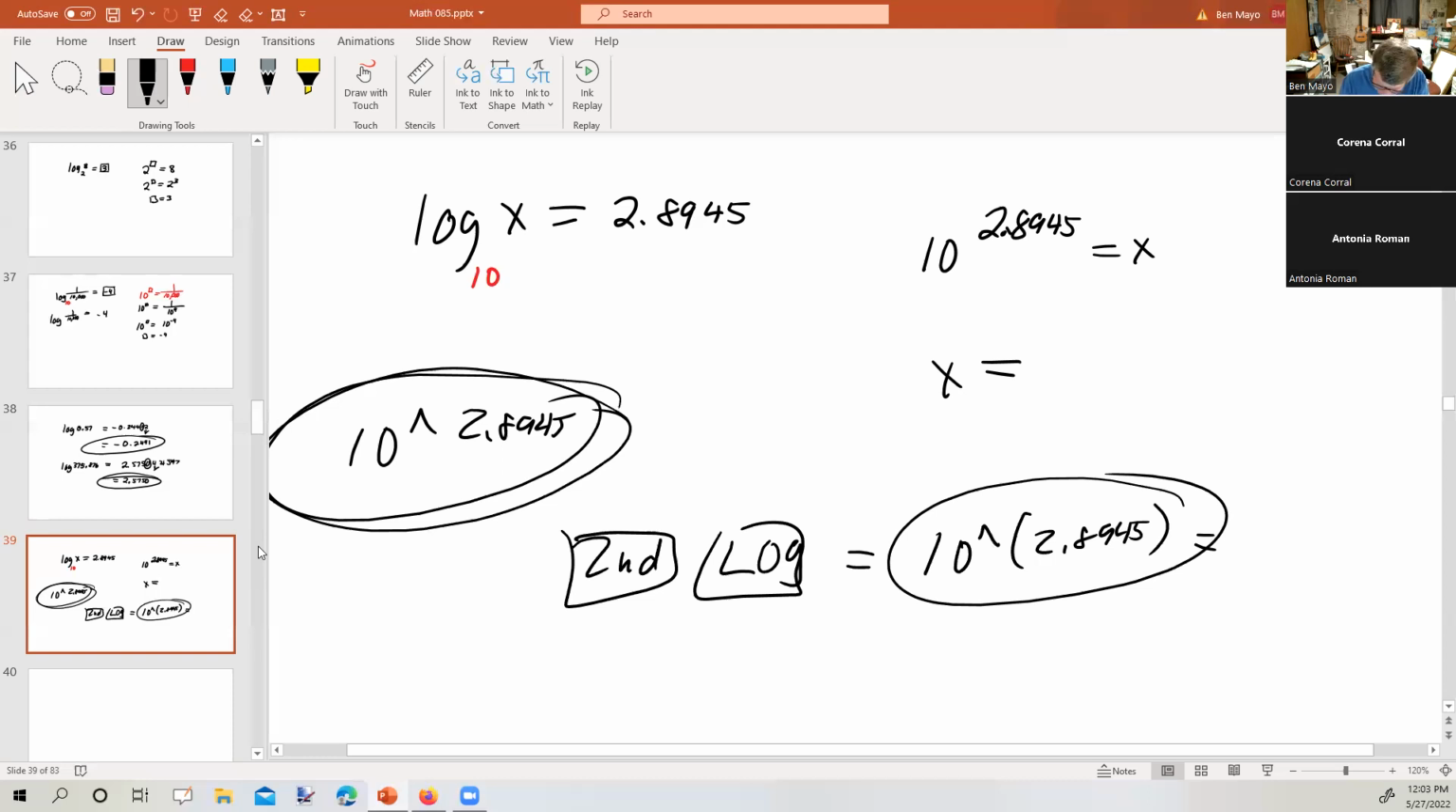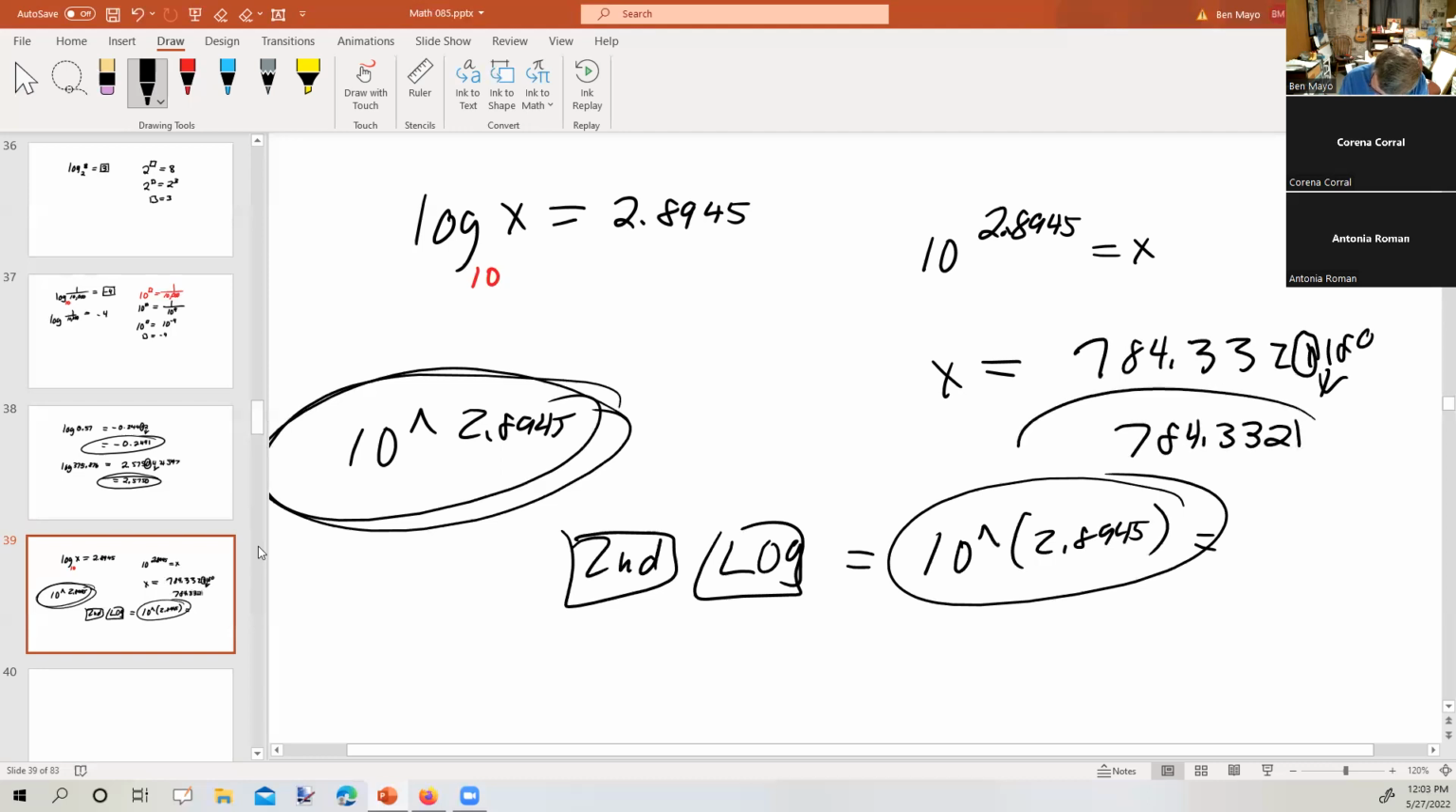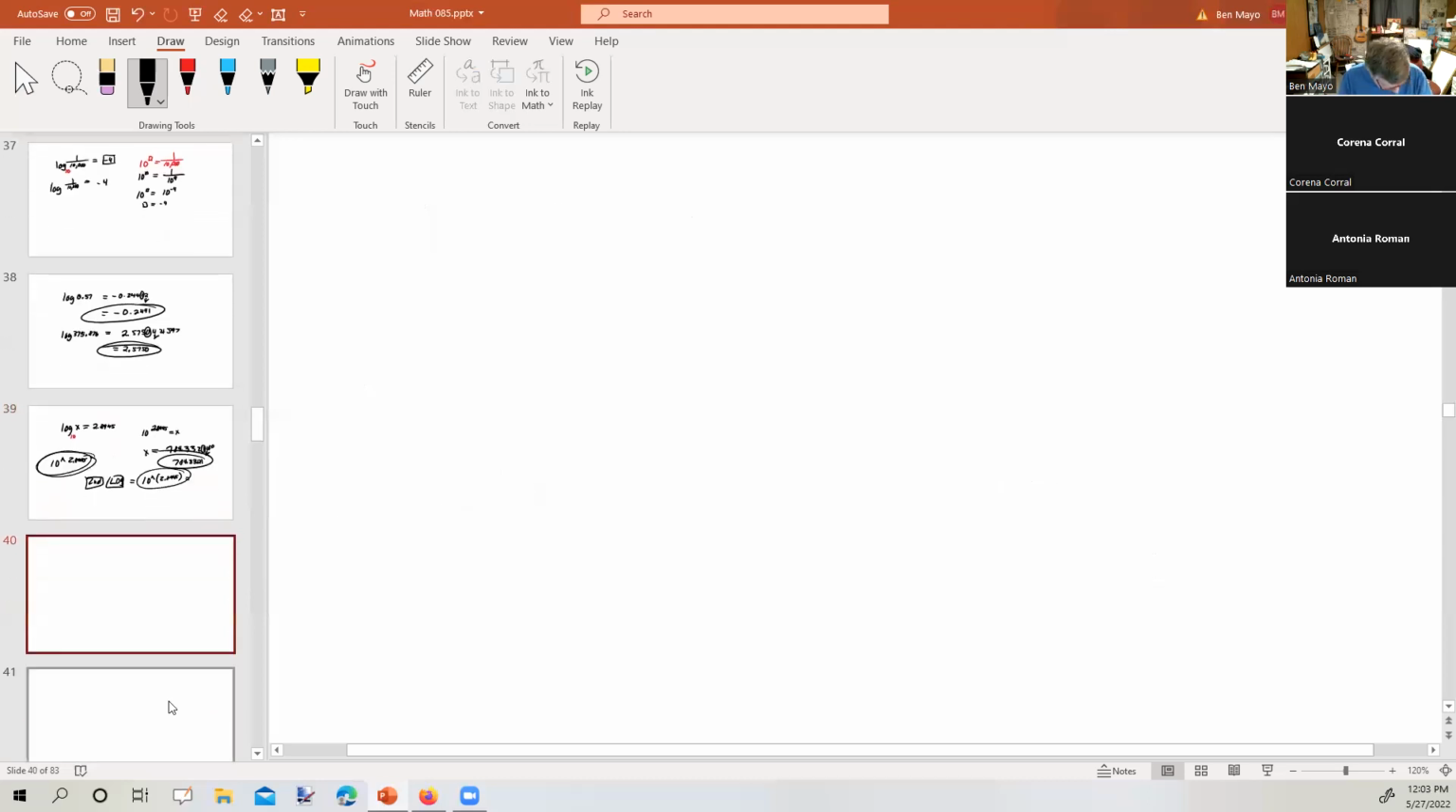I'm getting as an answer 784.3321189. So right there would be 4 places. The 1 would round down. So 784.3321. All right, okay with that? Yes.